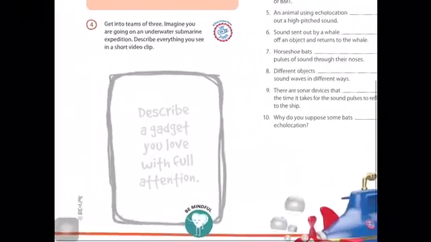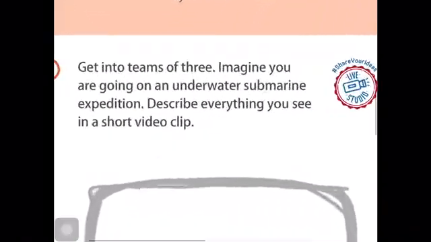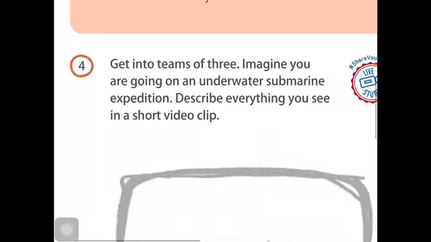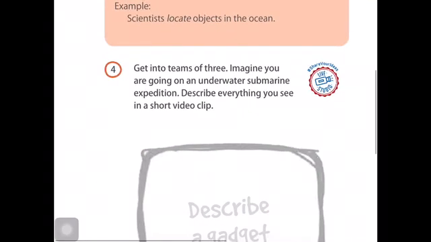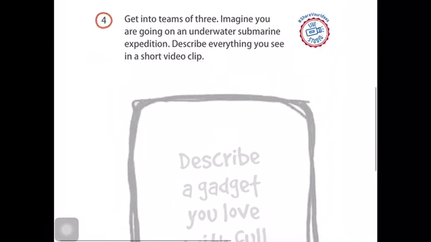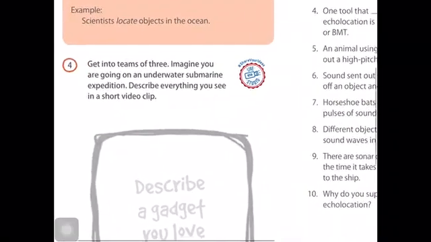Okay, echolocation. And in exercise number 4, get into teams of 3. Imagine you are going on an underwater submarine expedition. Describe everything you see in a short video clip. So you cannot make teams of 3 people. It's difficult now. Okay, if you can do it, well, magnificent, perfect.